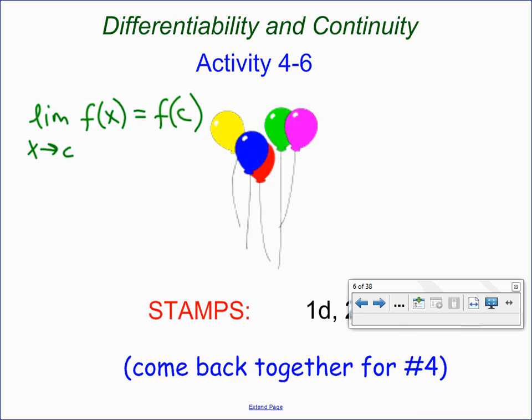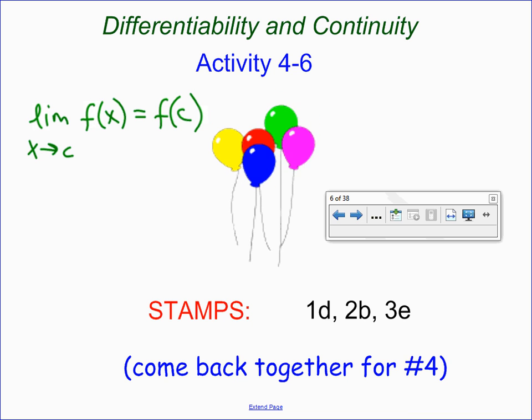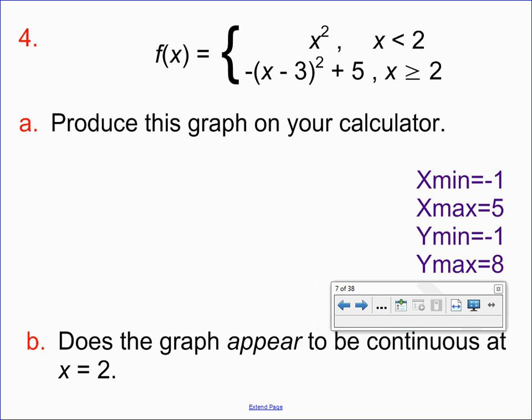Okay, ladies and gentlemen, thanks for your help returning your desks to the regular positions. By now, everyone should have your 3E stamp, and then we're going to take a look at number 4, the last page of your 2-6 differentiability and continuity handout. Let's come together and take a look at the graph of f, which is a piecewise defined function. Everyone will need your graphers.